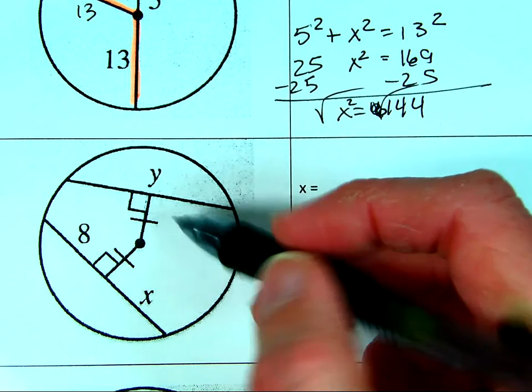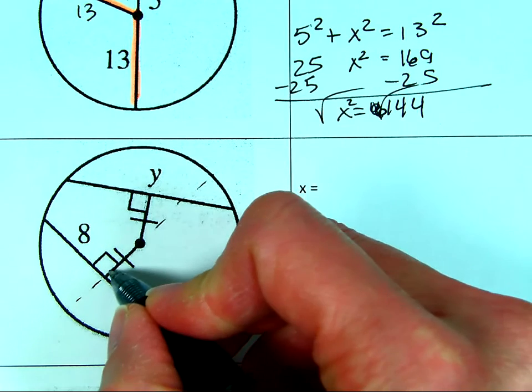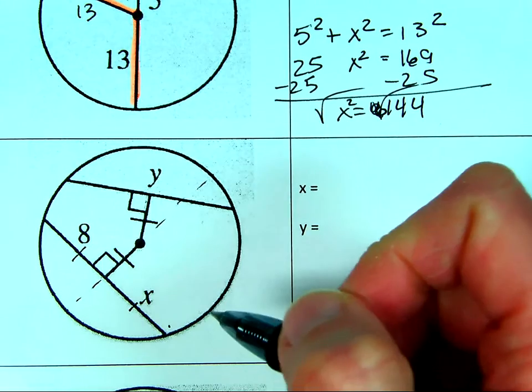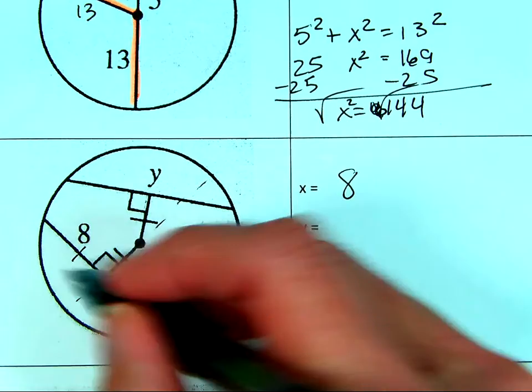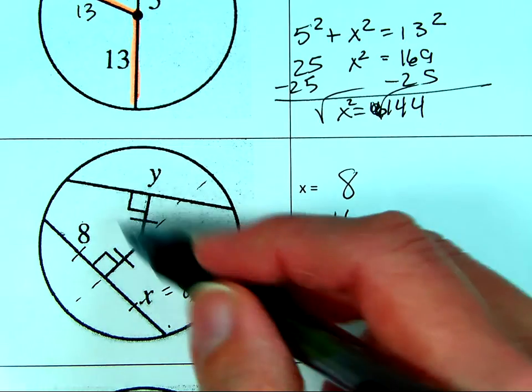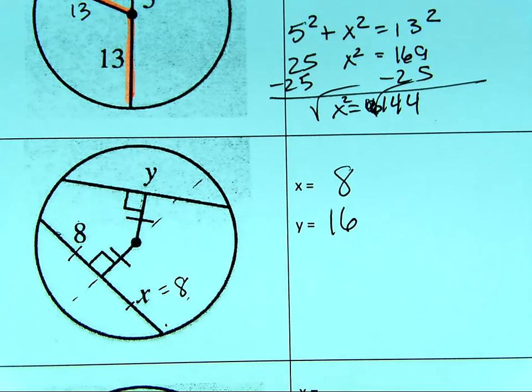Well, I think about the other one. If I draw this imaginary diameter, it's perpendicular to this chord, which means it bisects this chord. That means x must be 8. And if x is 8, and 8 plus 8 is 16, then y must be 16, because these two chords have to be the same. There wasn't really a lot of algebra to do there, just addition and subtraction, and knowing what theorem to use.